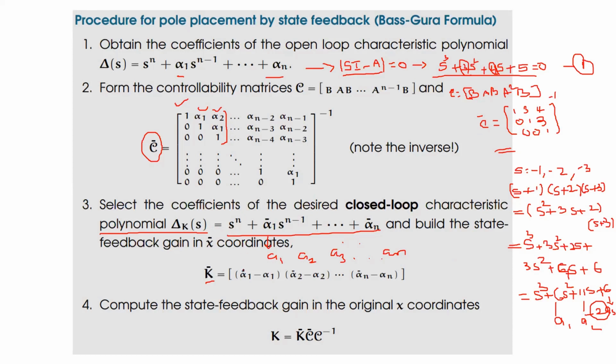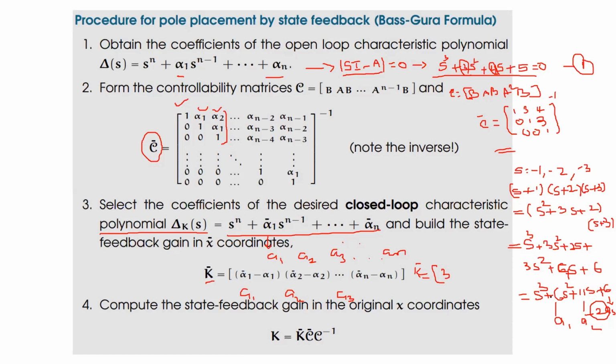So what is A1? What is A2? Like this. So this is A1, A2. Here it is A3. Now what is the value of K bar? So K bar is equal to, directly I can write, A1 minus alpha 1. Where alpha 1 is nothing but 3. What is A1? 6. 6 minus 3 is 3.